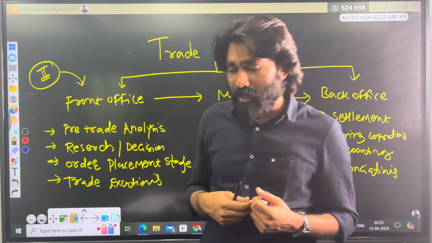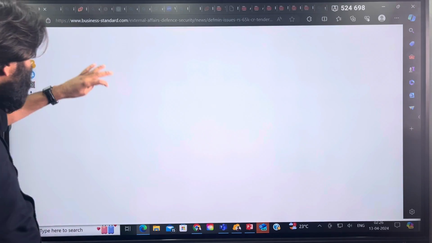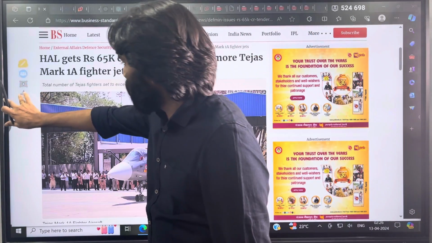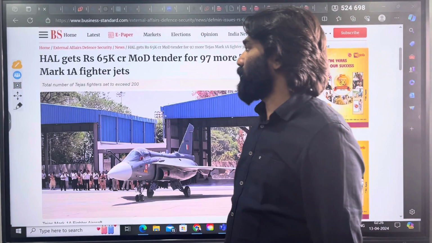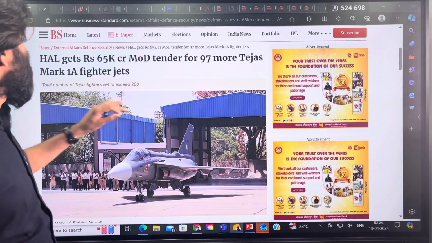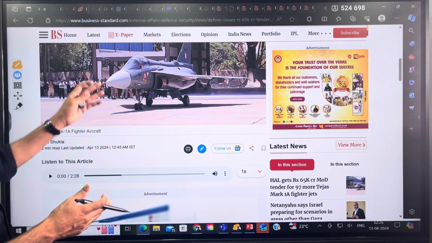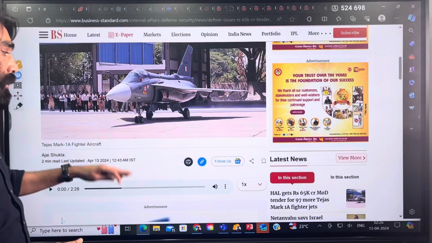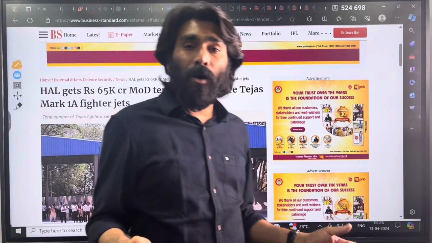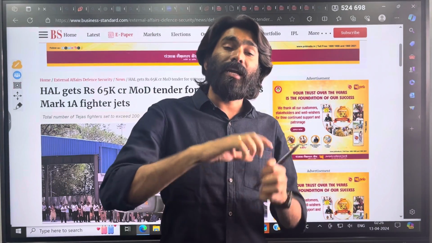Now we have one very practical example from today. It is HAL, Hindustan Aeronautics Limited, a defense stock, and there is news that has come out. HAL gets rupees 65,000 crore in order details, a tender for 97 more Tejas Mark 1A fighter jets. Basically, the Indian defense ministry has approved the order to this particular HAL. My point is, 65,000 crore is a huge amount, and if HAL gets that amount, the revenue will increase, the profit will increase, and the company's entire valuation will increase.